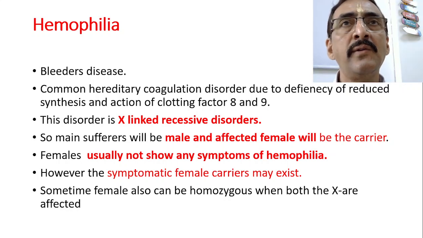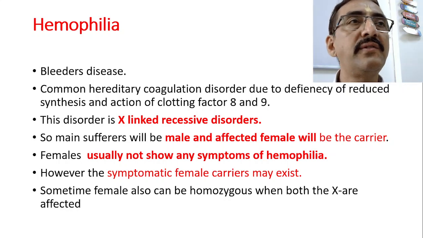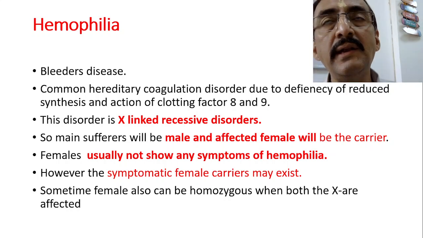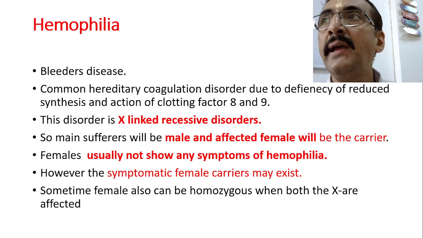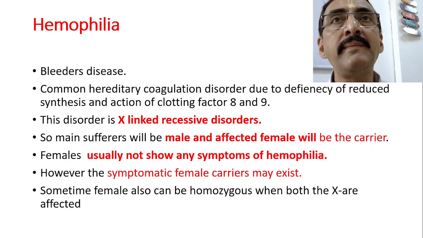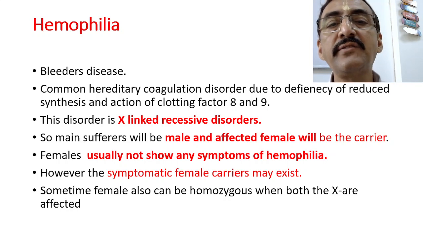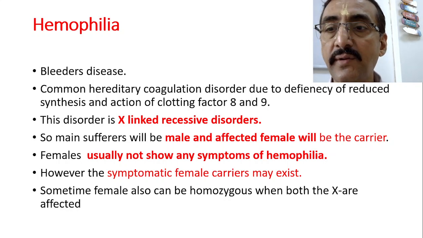So one X which is existing is defective or mutant, so definitely there will be presentation of the disease. In general, we say X-linked recessive disorders are very common in males, and the same is true with hemophilia, which is very common in males, and in females it continues as a carrier. So the main sufferers will be male, and affected females will be carriers.